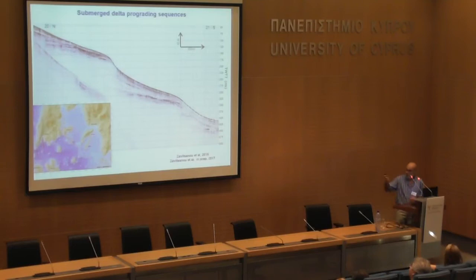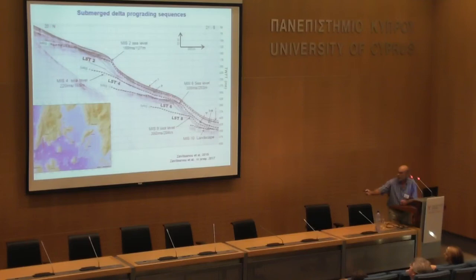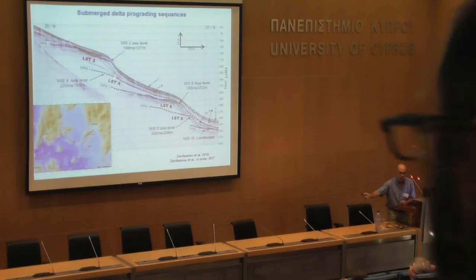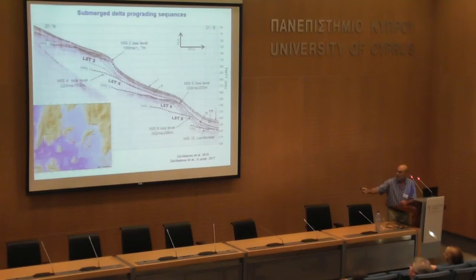So this is a boomer profile from the southern part of Lefkada here. And what we see here is a kind of staircase relief. And if we draw the interpretation of this profile, then what we see is firstly a first clinoform here, which can be associated with stage 2, last glacial maximum, and the depth of the associated sea level is at about 127 meters here.